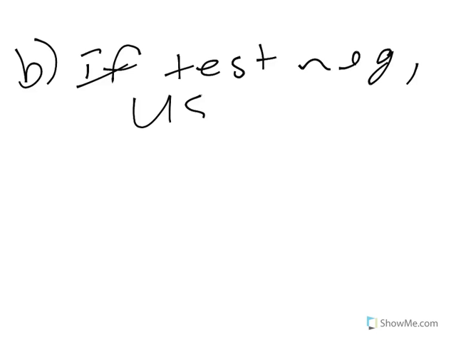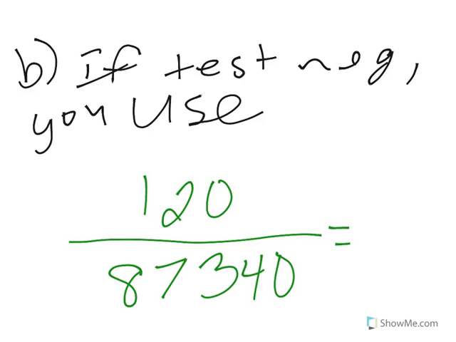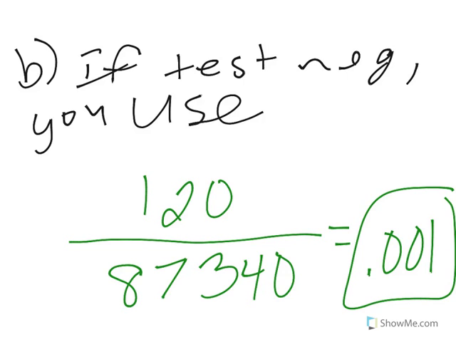Part B, if you test negative, what is the probability you use? So we know our total negative testers is 87,340, and the ones that use is 120. So when you divide, you get 0.001, which would be 0.1%.